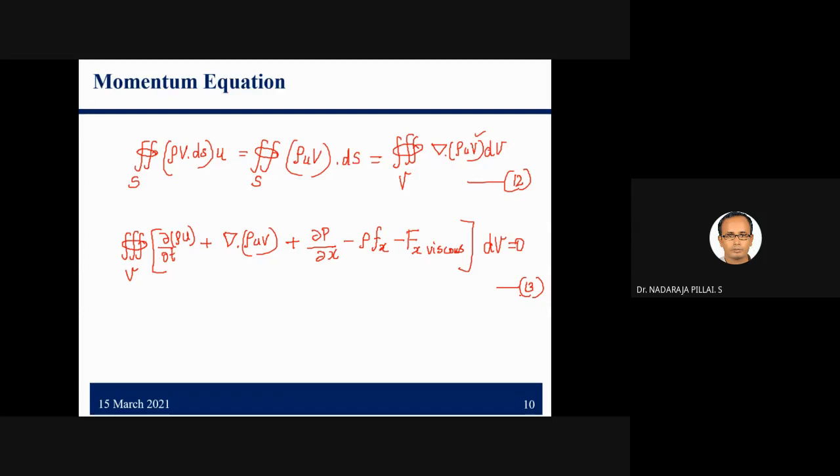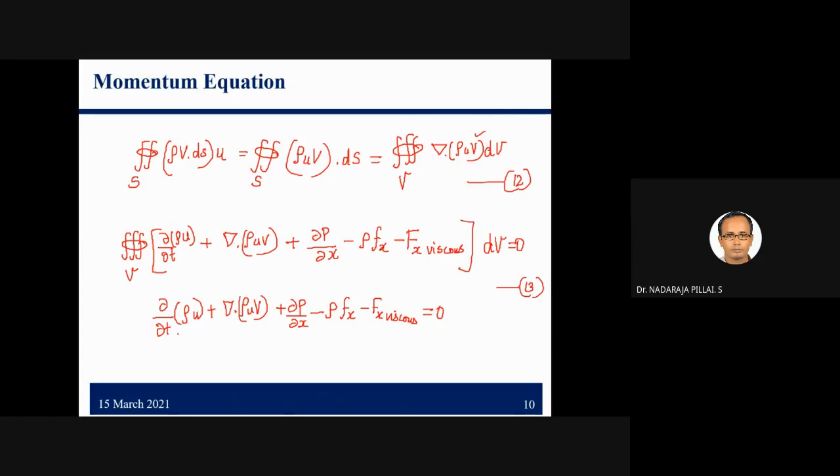Now, conveniently, we can write this equation in a differential form. So this equation becomes ∂/∂t of (ρu) plus ∇·(ρuV) plus ∂p/∂x minus ρfx minus fx viscous is equal to 0.